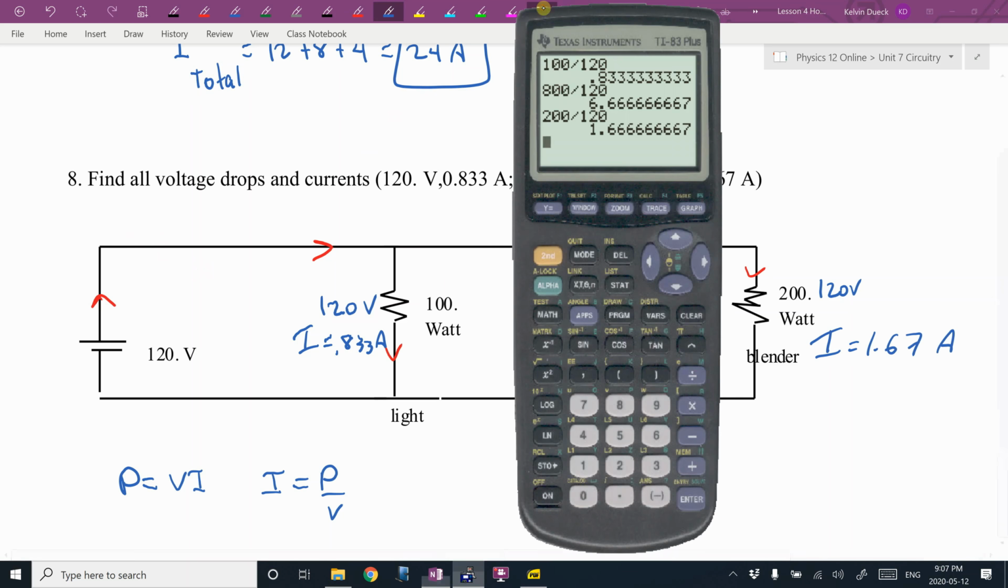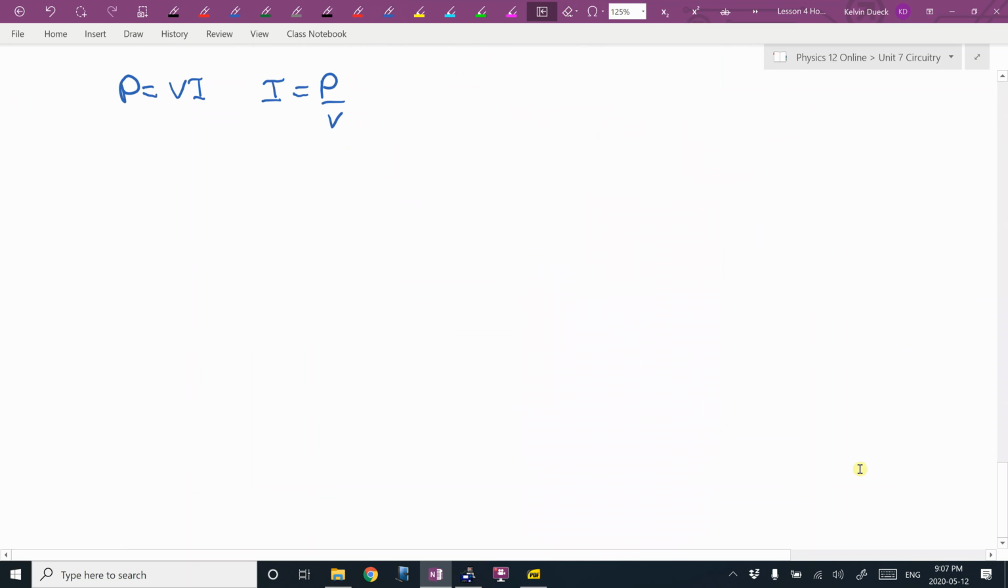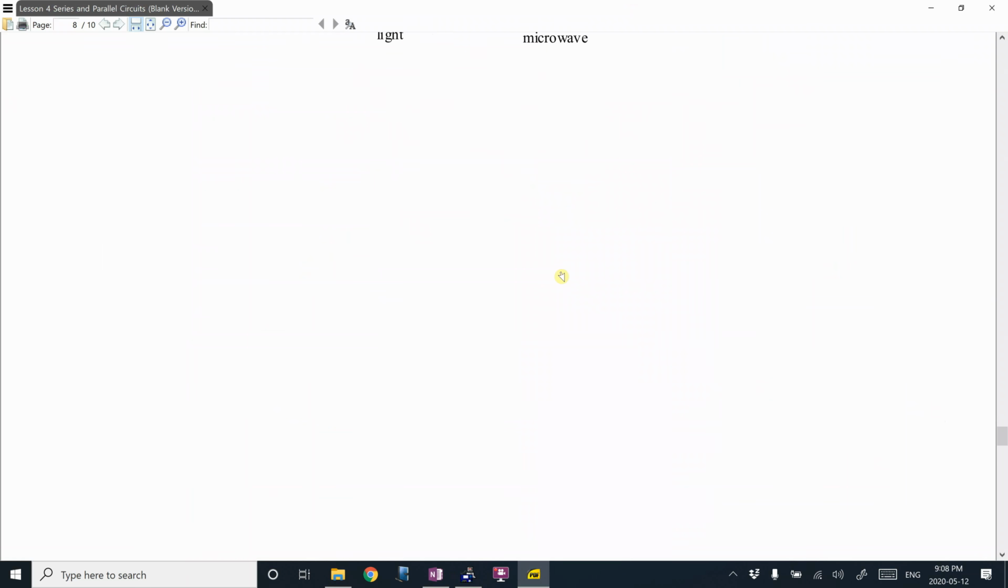If you want I total, the total current would be 0.8333 plus 6.6 repeating plus answer button. Total current this thing is using is about 9.17 amps. I don't think I asked for total current, so whatever. Didn't need to find it. Oh, these are so much fun, Mr. Dewick. Yes, they are. Let's do some more.